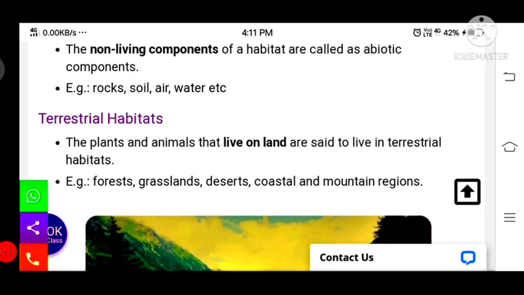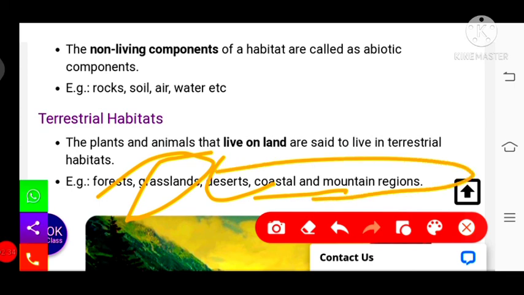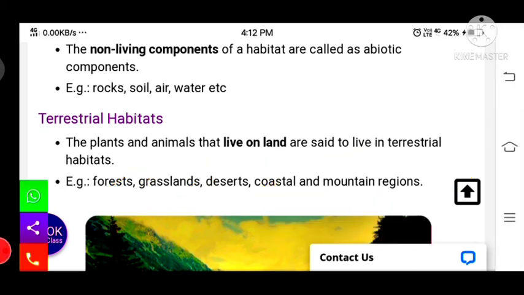Terrestrial habitats. The plants and animals that live on land are said to live in a terrestrial habitat. For example, grassland, desert, coastal areas and mountain regions. The animals or plants that live in these regions are known as living in terrestrial habitats.